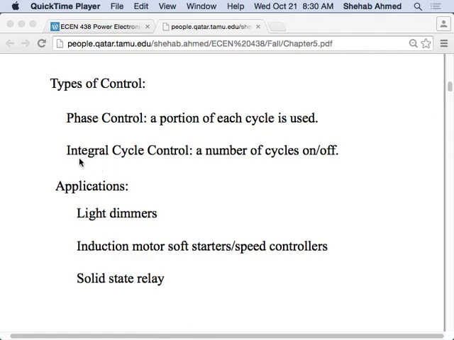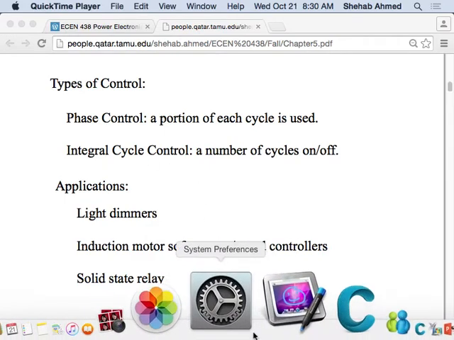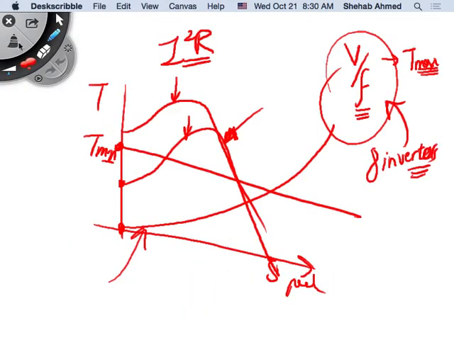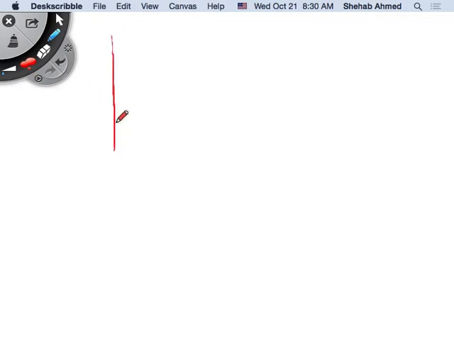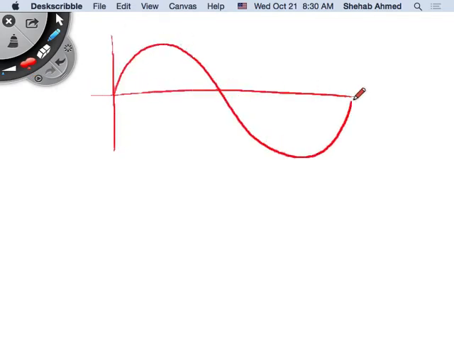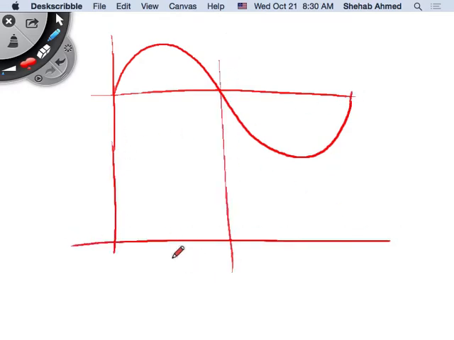For example, I'm applying voltage for a certain amount of time. So the two types of control that are discussed here are phase control and integral cycle control. I can change the amount of RMS value by doing two types of control. I can either, for example, if this is my input sine wave, take a portion of it and apply it.